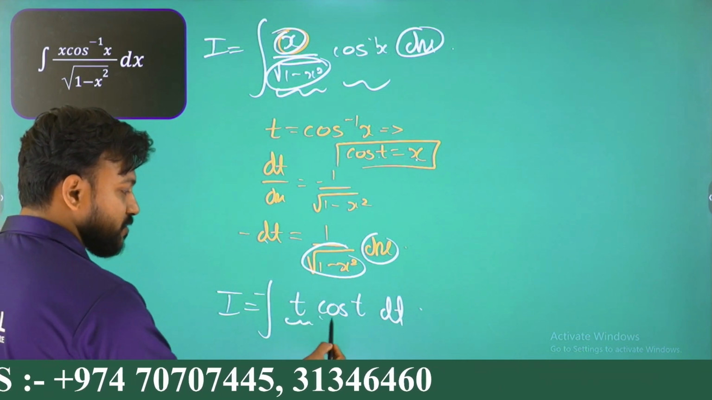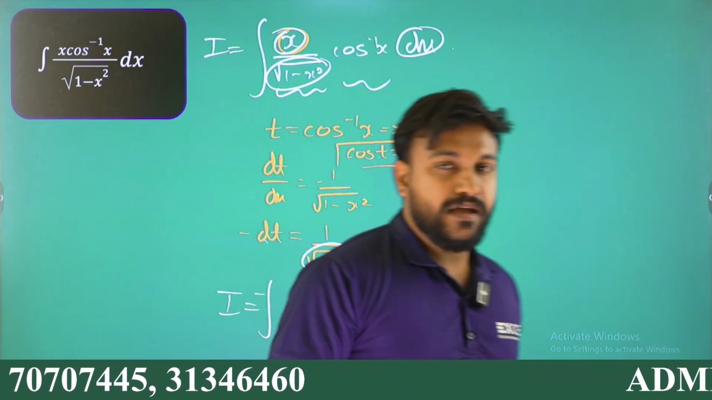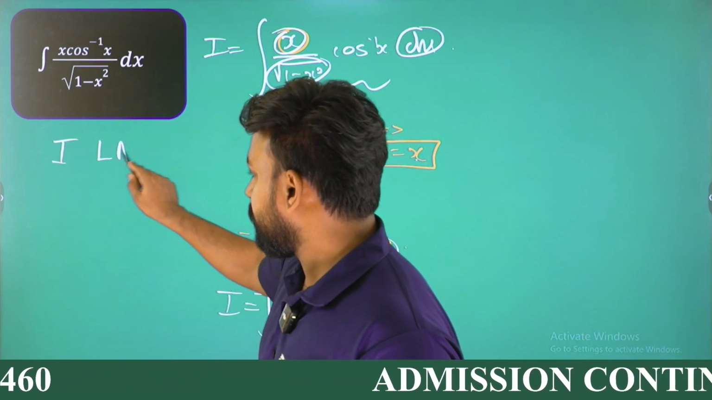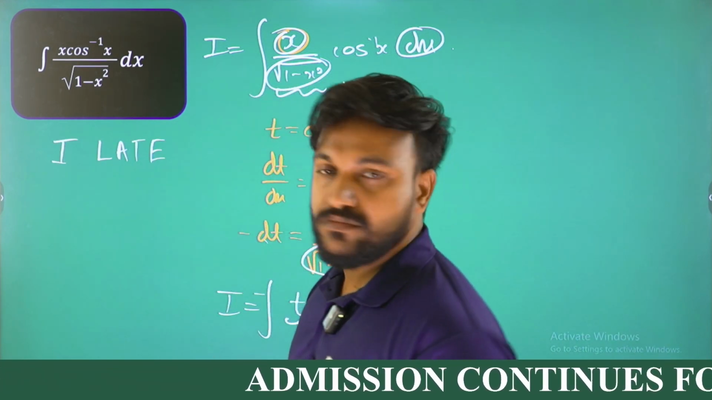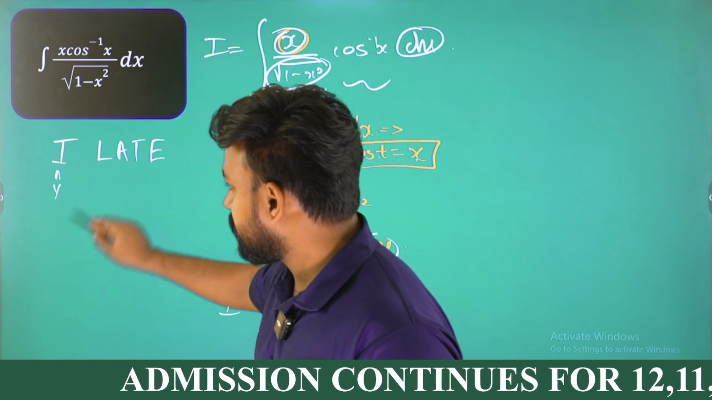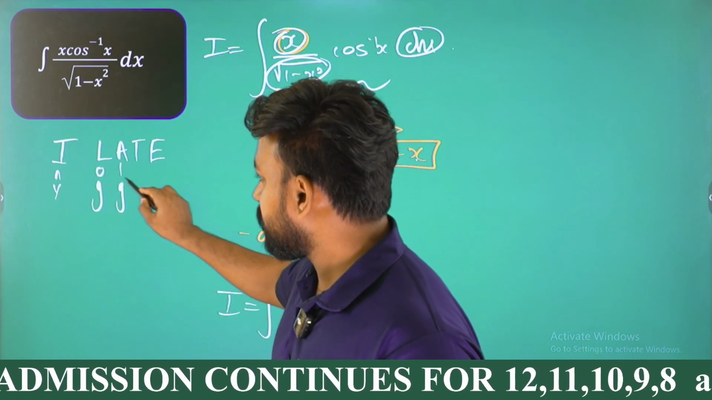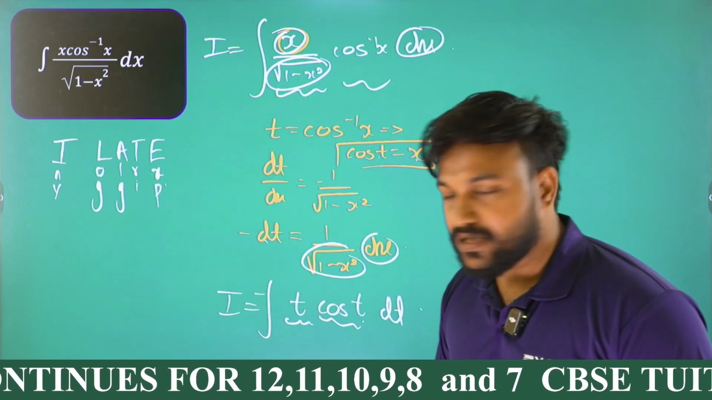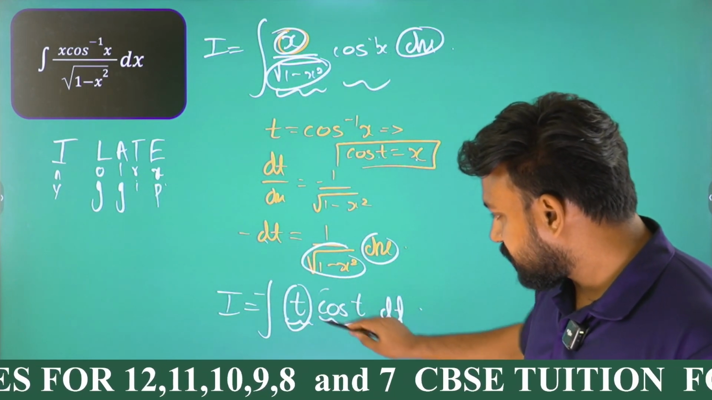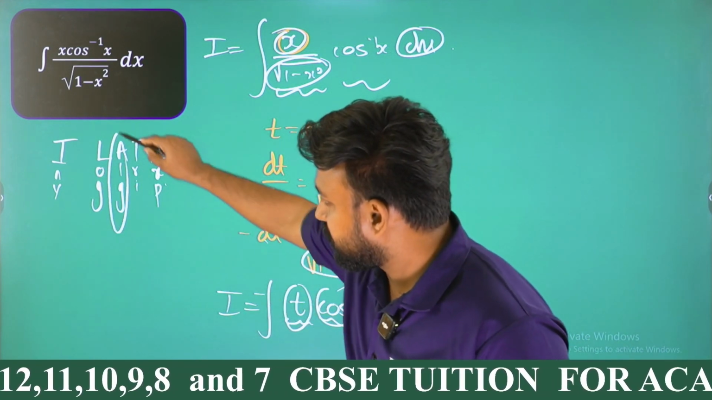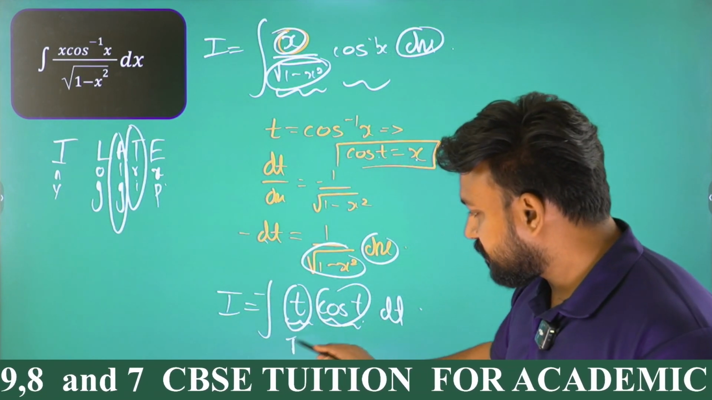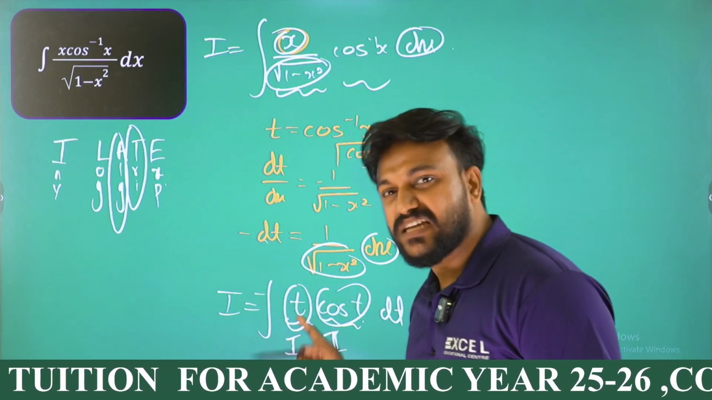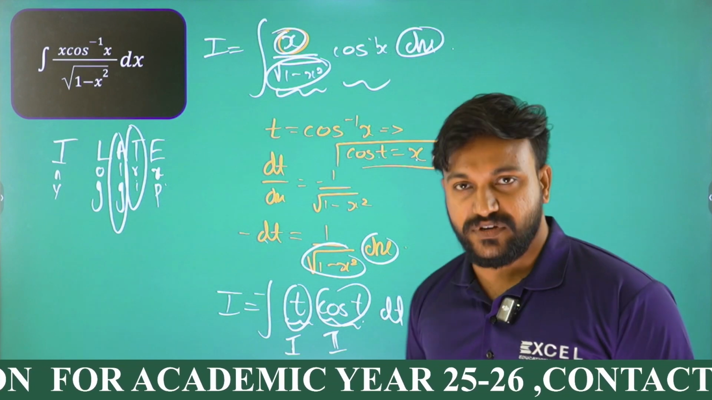Again, there are two functions. And when you're doing integration by parts, you have to follow the ILATE rule. ILATE: inverse trigonometric functions, logarithmic function, algebraic function, trigonometric function, exponential function. In this one, this is algebraic and this is trigonometric. Algebraic comes first, trigonometric comes second. So we consider t as the first function and cos t as the second function.